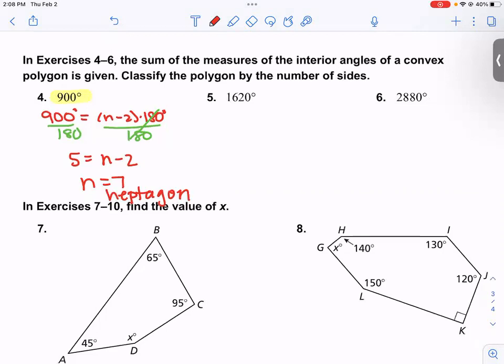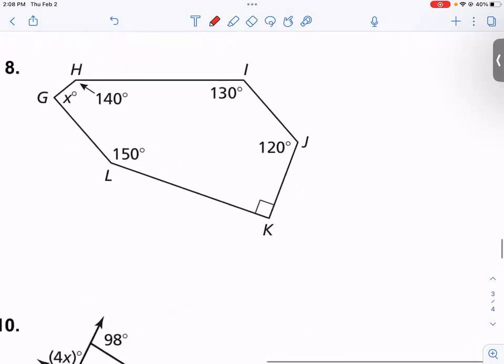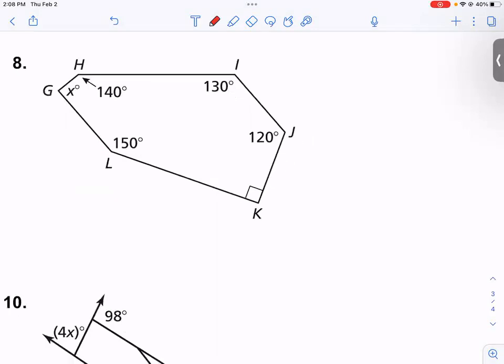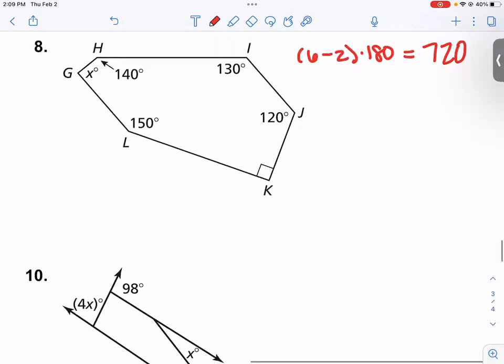Now, what if I gave you something like number 8? First of all, how many sides does this have? 6. So if we take 6 minus 2 times 180, how many degrees does this have? 720. So solve for x.